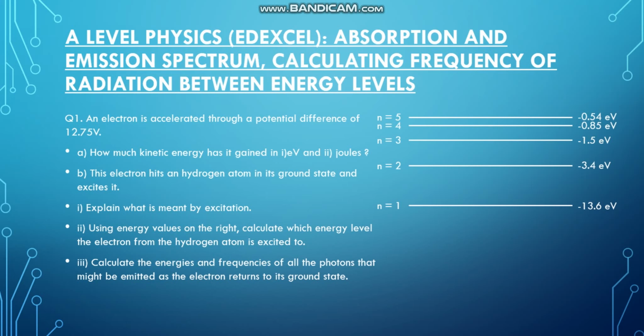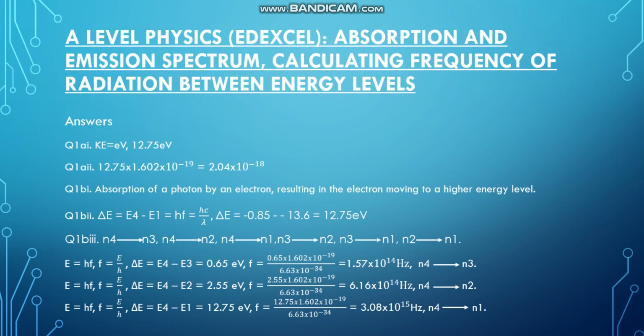And then for the third part, it states that I need to calculate the energies and frequencies of all photons that might be emitted as the electron returns to its ground state. For this, I have to consider all possibilities of a photon emission from the different energy levels. So I have to consider the emission of a photon from the fourth to the third energy level, from the fourth to the second, and also from the fourth to the ground state. And I also have to consider this from the third energy level to the second energy level, and also from the third to the ground state, and then from the second energy level to the ground state.